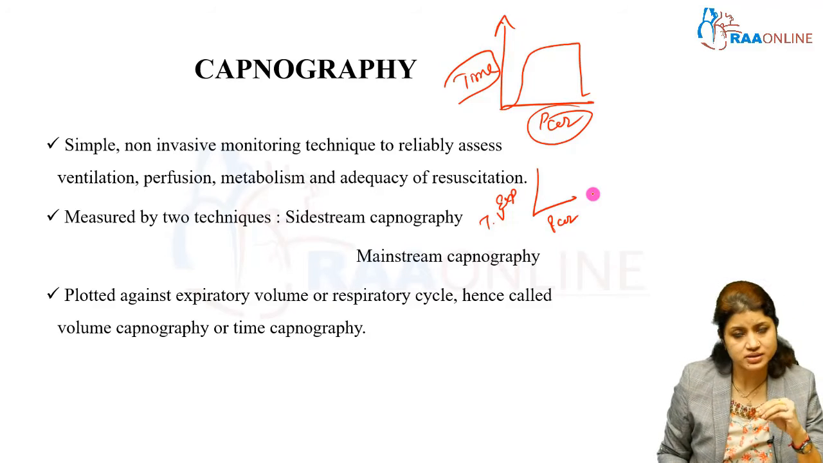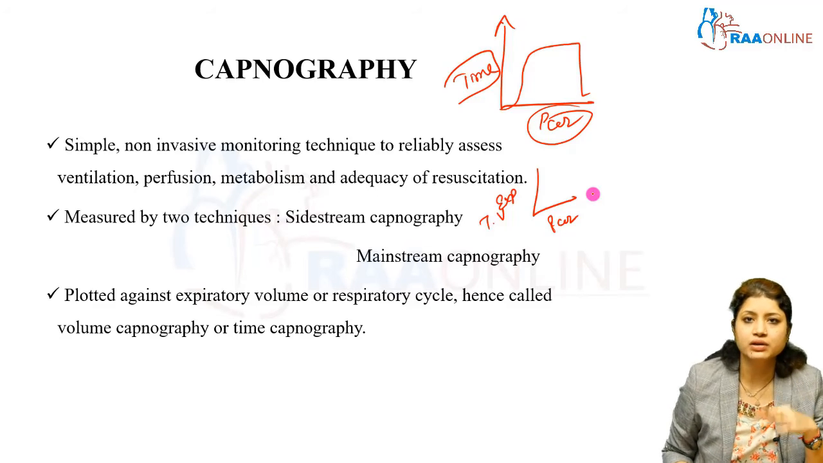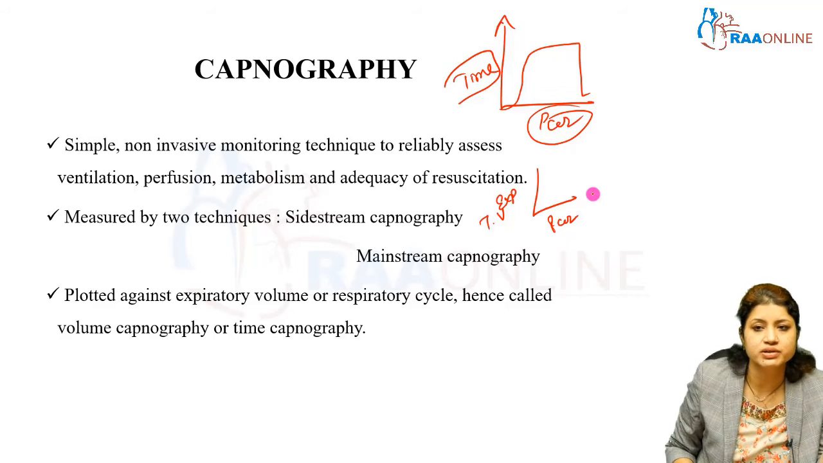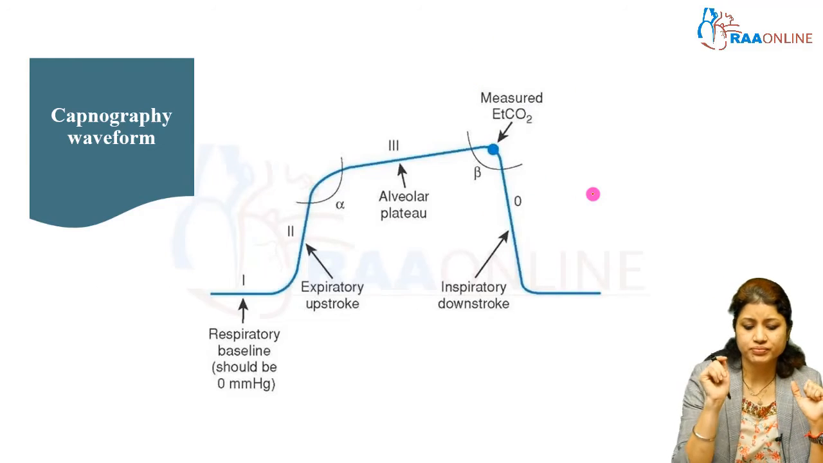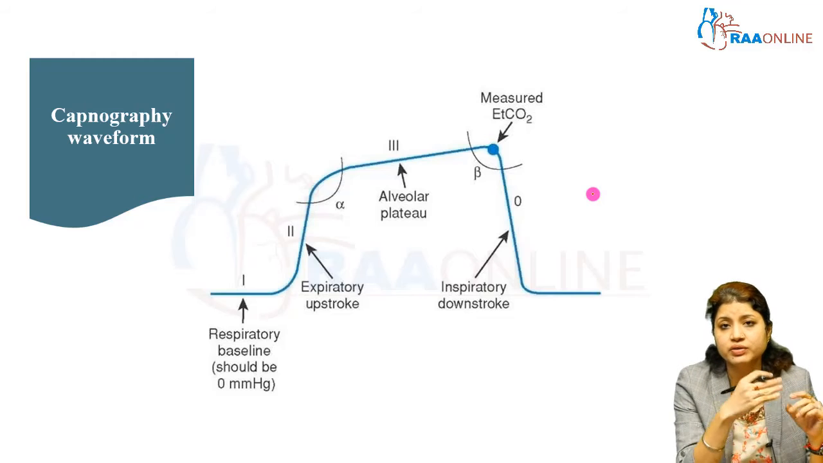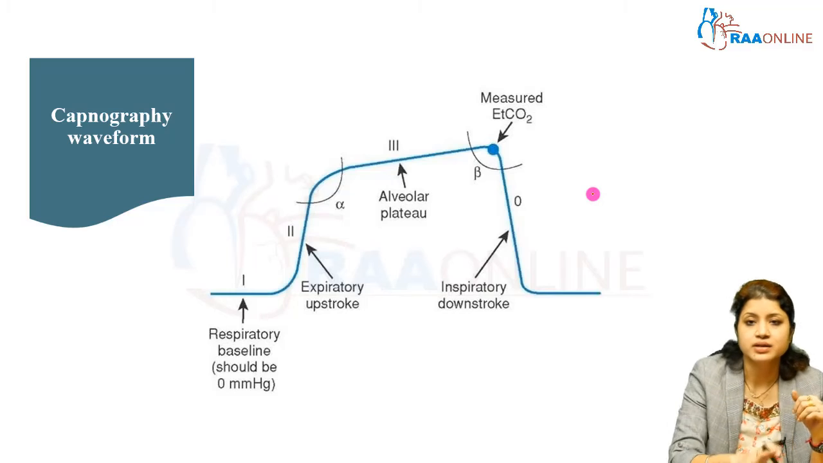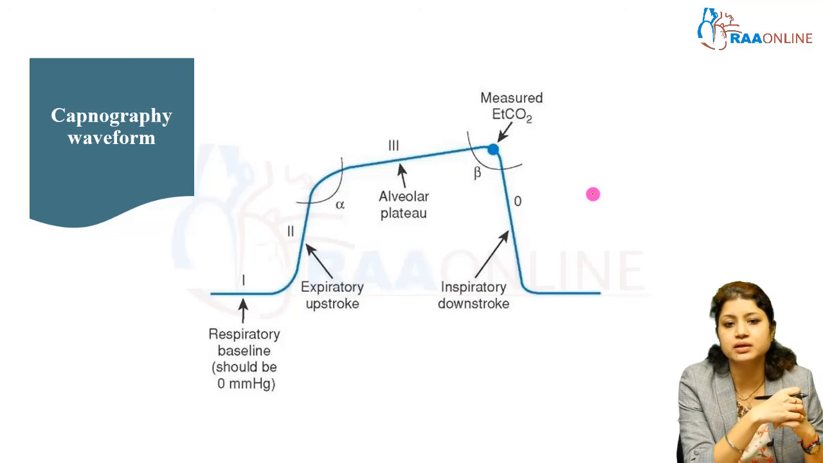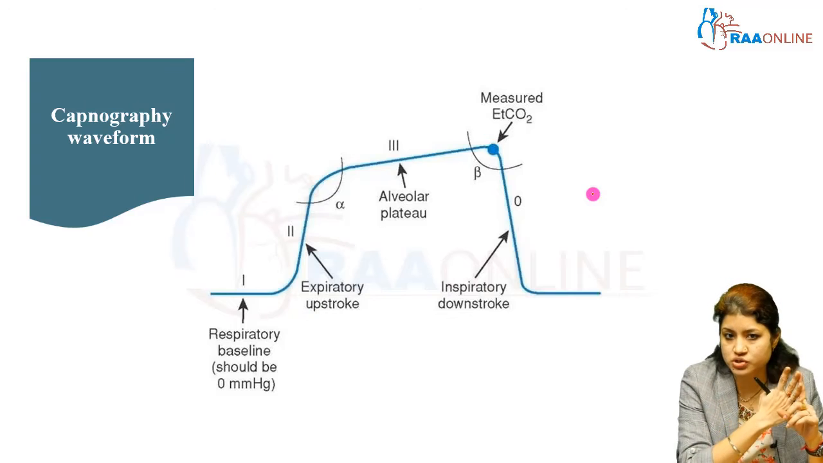In general practice, we often use only time capnography, wherein your carbon dioxide is plotted against your respiratory cycle and you get your end-tidal carbon dioxide. But we also have volume capnography, which gives us an extra added advantage, which we'll learn in the next slide. So, this is the basic EtCO2 waveform, which has 4 strokes.